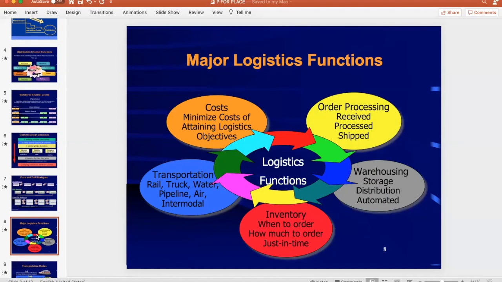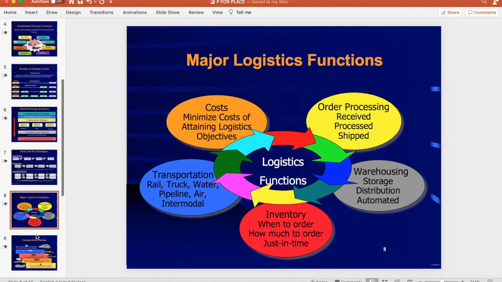The major logistic functions are getting the purchase orders and processing them, shipping, storing the product and organizing the inventory, and then moving the products from point A to point Z in the most efficient way, and also the cost associated with all of these logistics and moving the product.